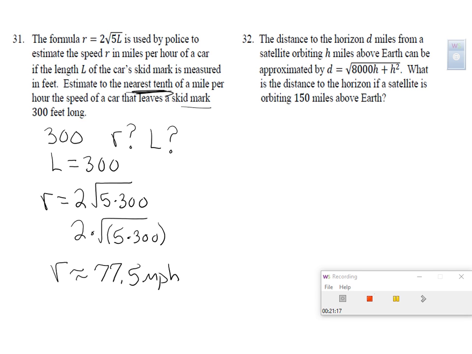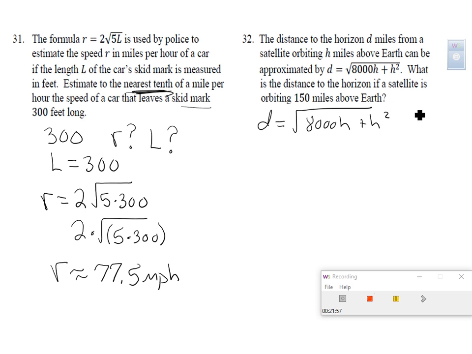Here's my last one. It says the distance to the horizon, D, miles from a satellite orbiting H miles above. Man, that sounds complicated. But guys, here's something I already know. I know that it's D miles orbiting H miles above the Earth. So I know that H goes above the Earth. Can be approximated by this equation, the square root of 8,000 H plus H squared. What is the distance of the horizon if a satellite's orbiting 150 miles above the Earth?